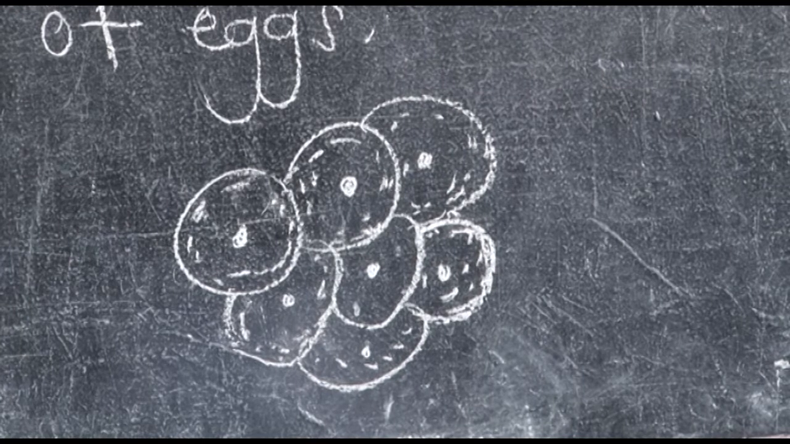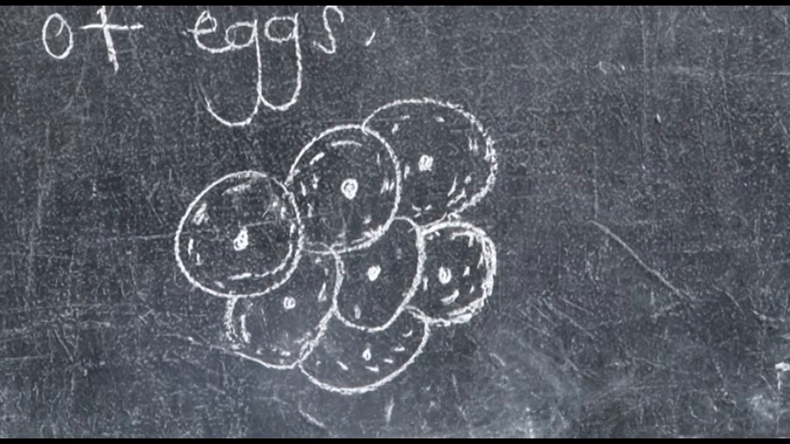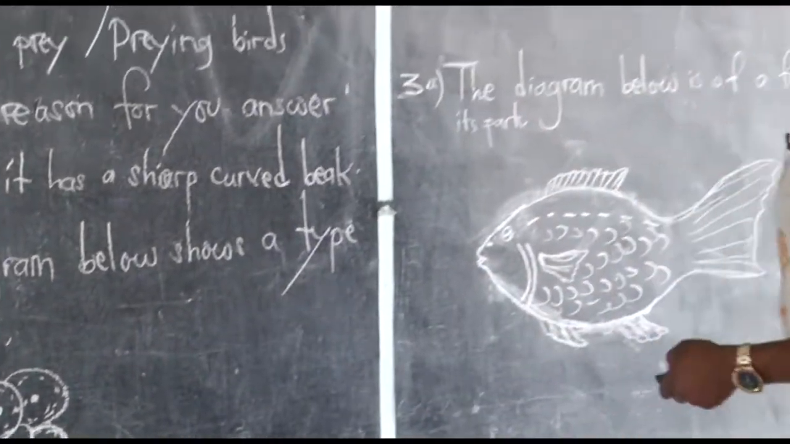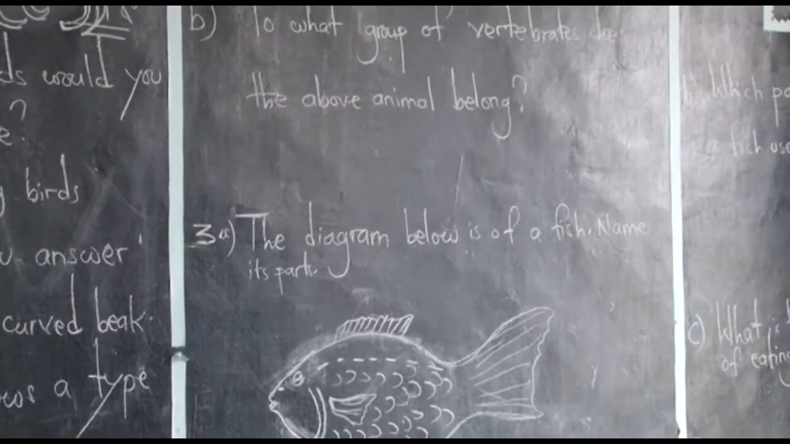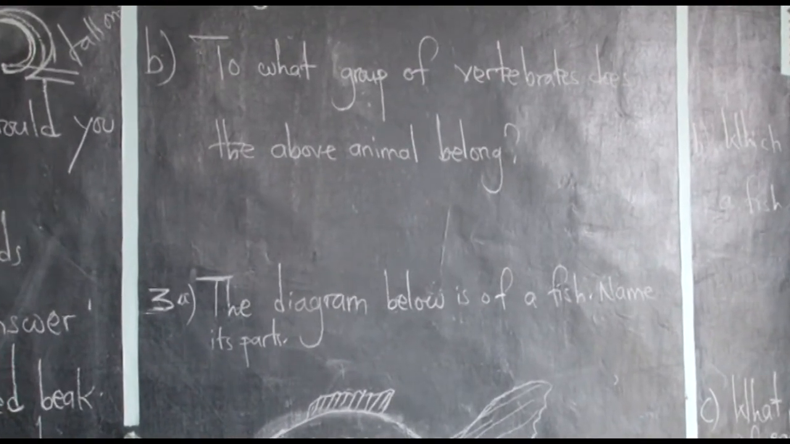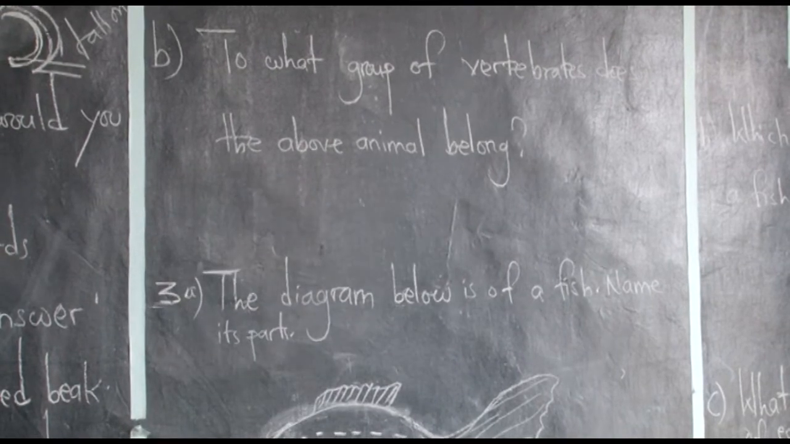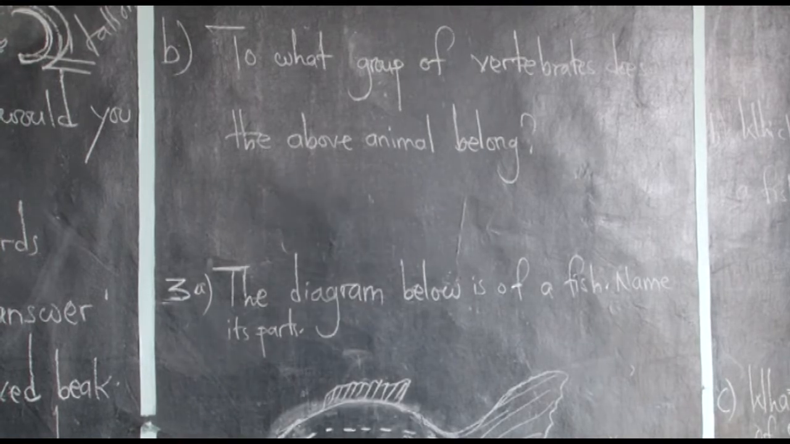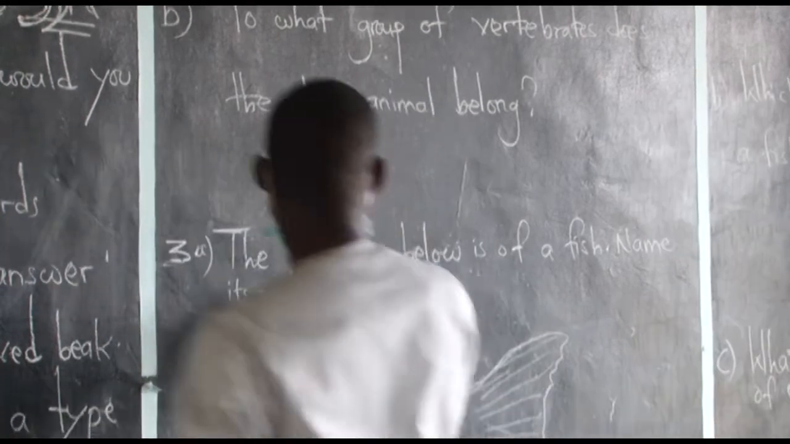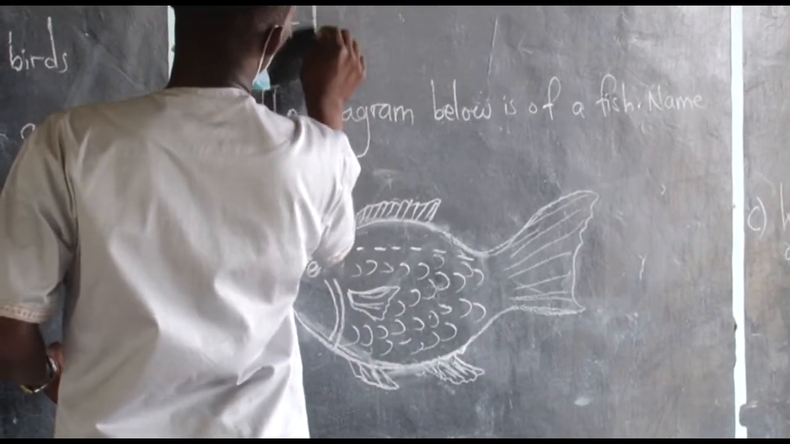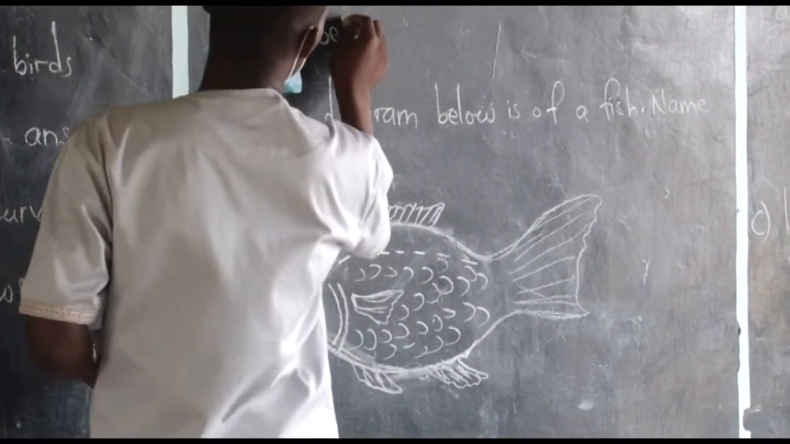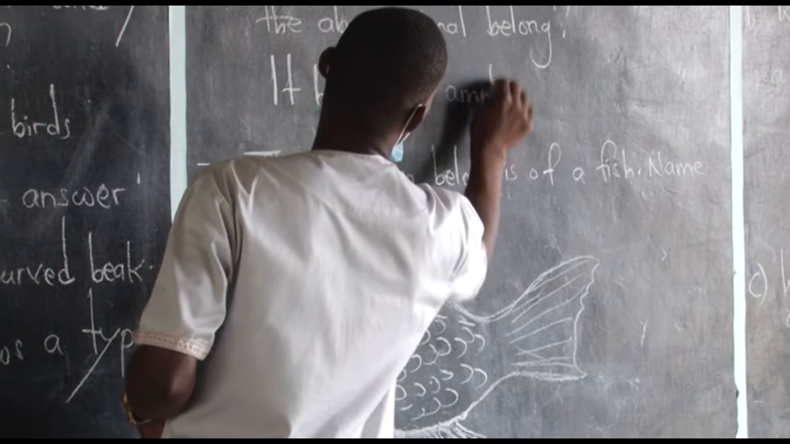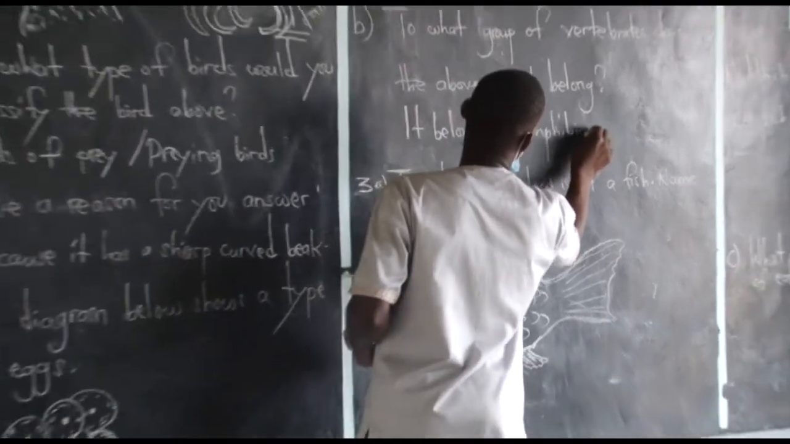So we can now answer number A. We asked, which animal lays such eggs? This is a frog. Then B, to what group of vertebrates does the above animal belong? Since we are saying it's a frog, and I've been classifying frogs, toads, and salamanders as amphibians, you can say it belongs to amphibians.